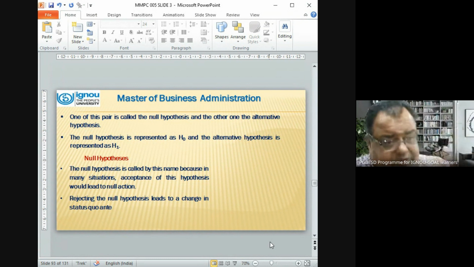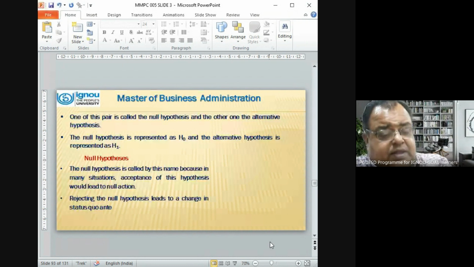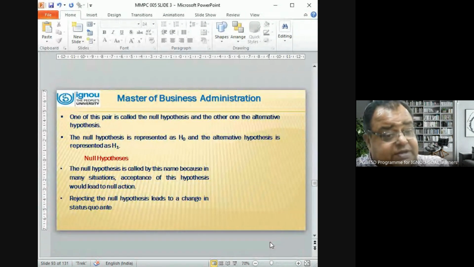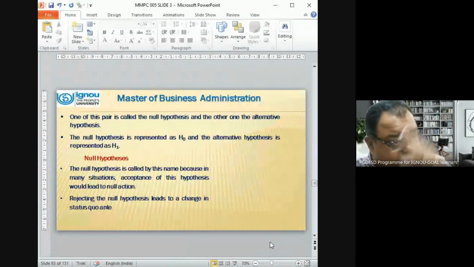What is the null hypothesis? The null hypothesis is called by this name because in many situations, acceptance of this hypothesis would lead to null action. Rejecting the null hypothesis leads to a change in status quo. If it is not this, then it will be that.